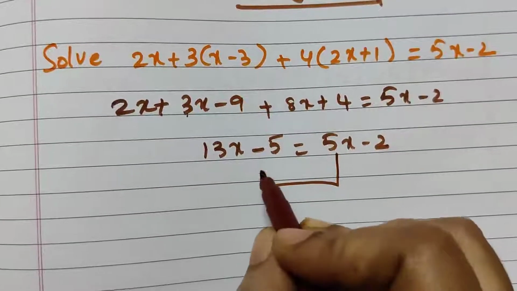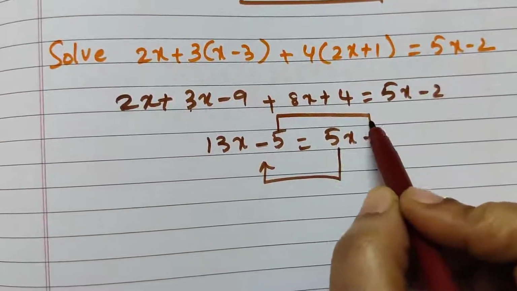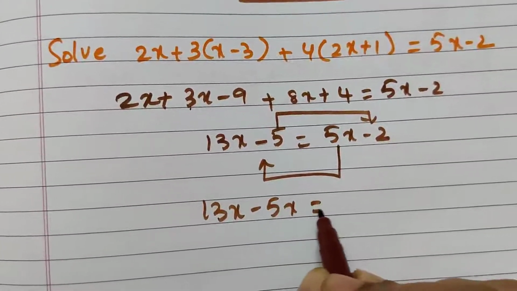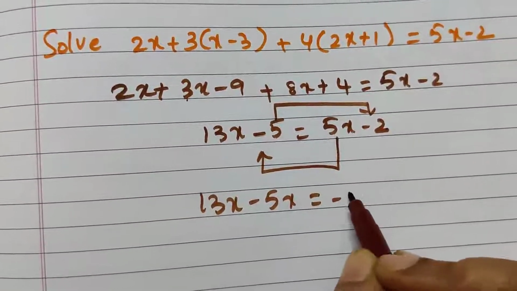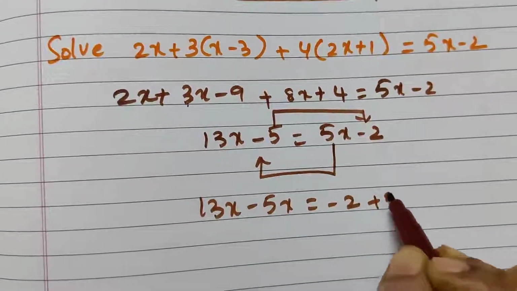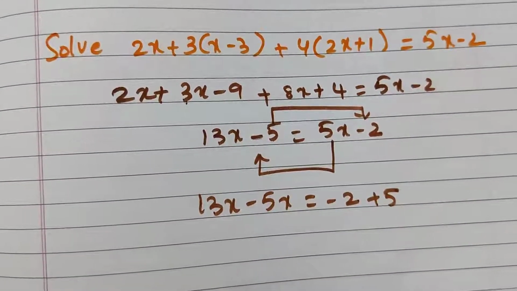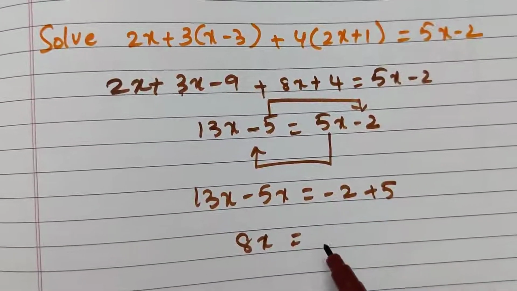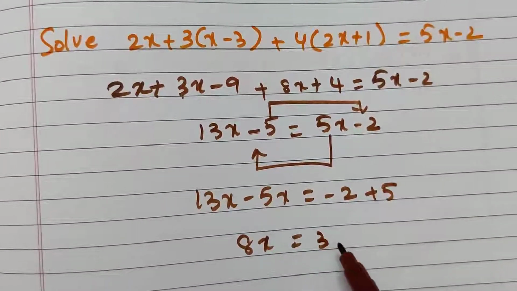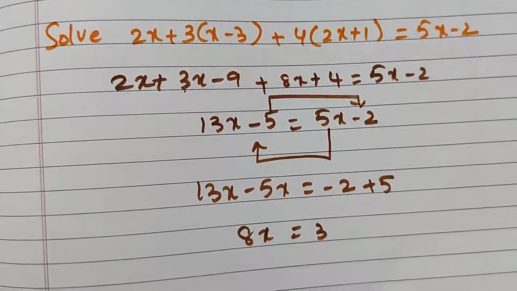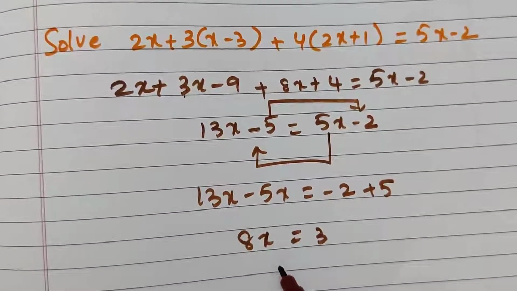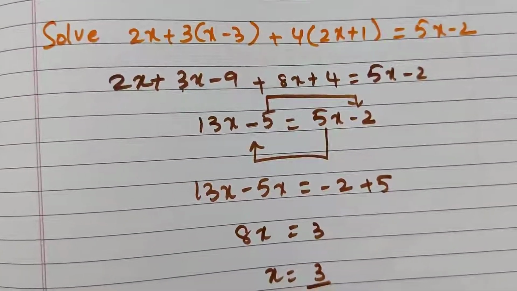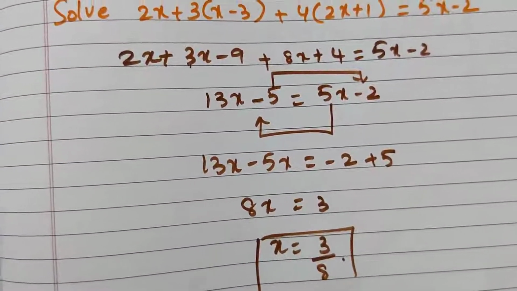Now taking the x terms this side and the constant values this side. So 13x minus 5x is equal to minus 2, this will come this side, plus 5. So this is 13 minus 5 will be 8x is equal to 5 minus 2 will be 3. Okay, so from this you can write it as x is equal to 3 by 8.